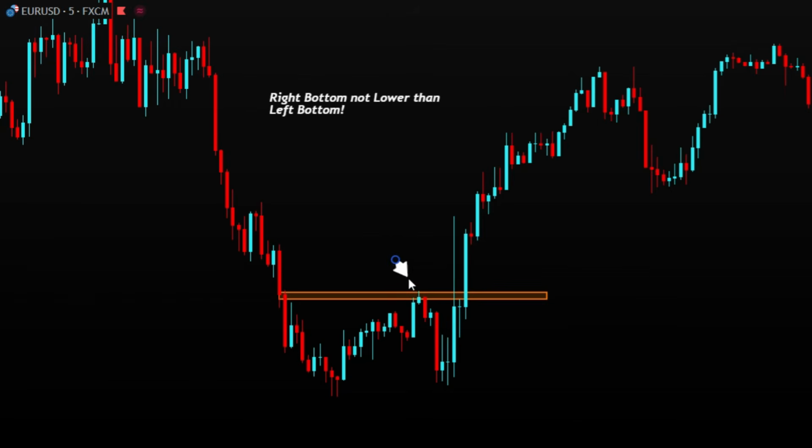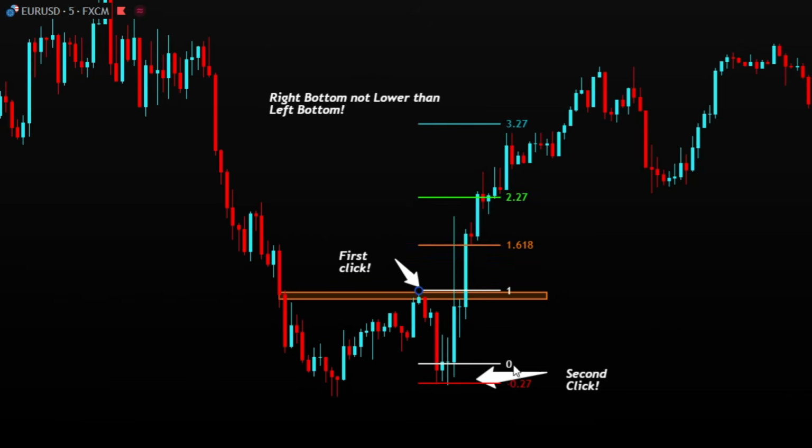When it comes to Fibonacci retracement, the first click of Fibonacci should be at the beginning of the move that created the right bottom. The second click should be exactly at the low of the right bottom. That low must align with minus 0.27.